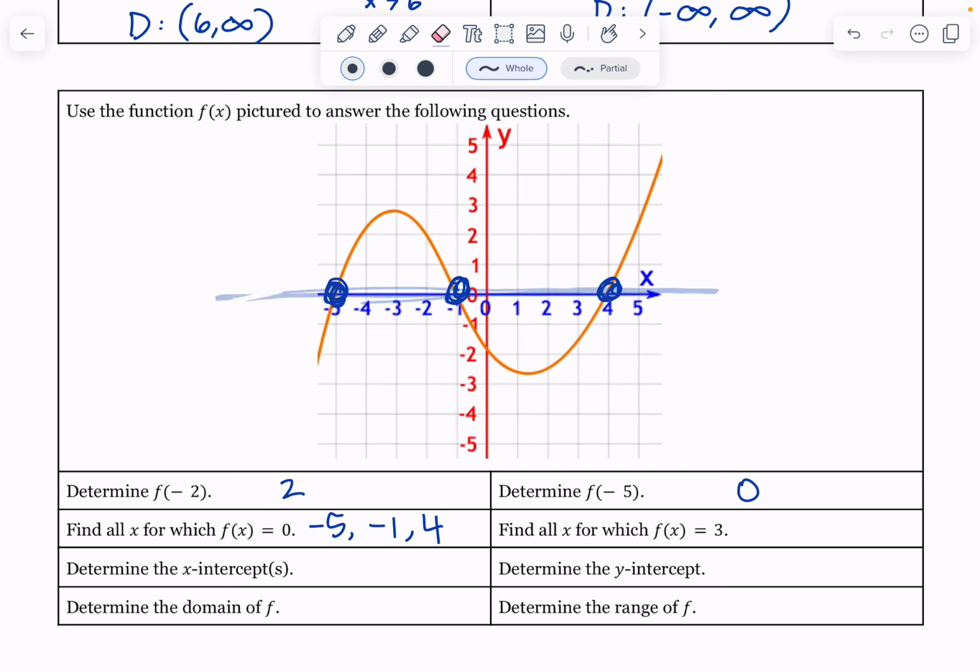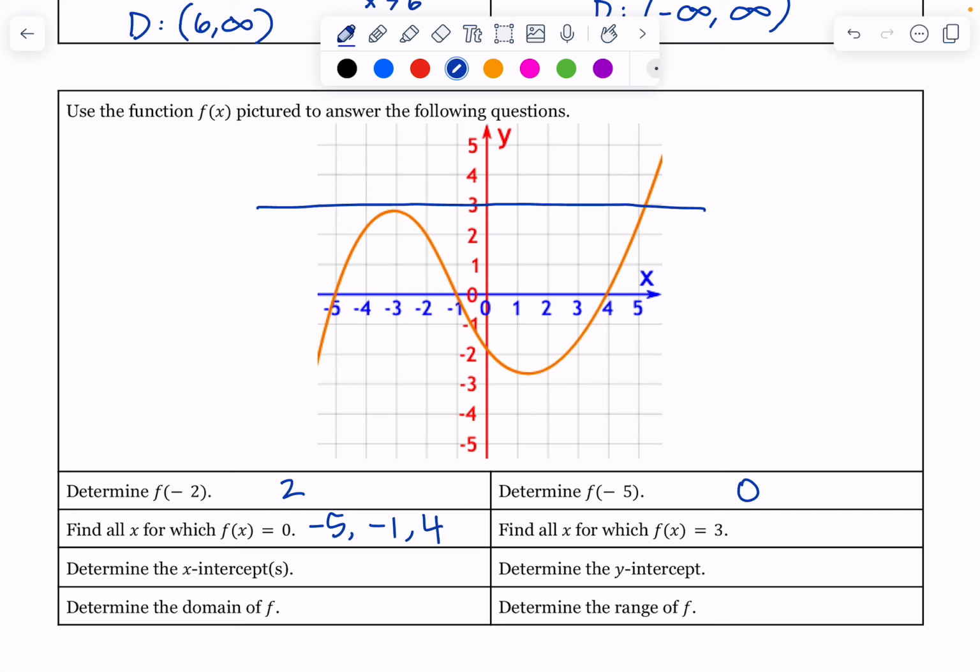Next question says find all x for which f of x is equal to 3. So same thing. Taking our f of x equal to 3, that one happens once. It looks like it's a little past 5, so I'm going to just say about 5.2. Right there.